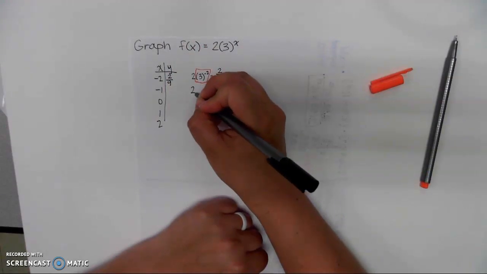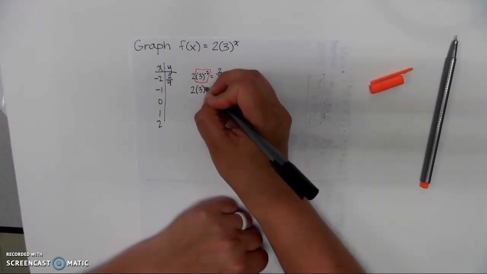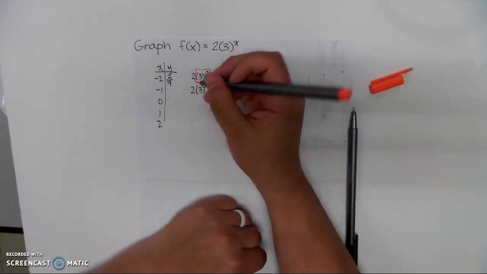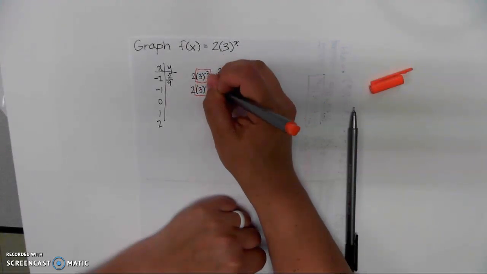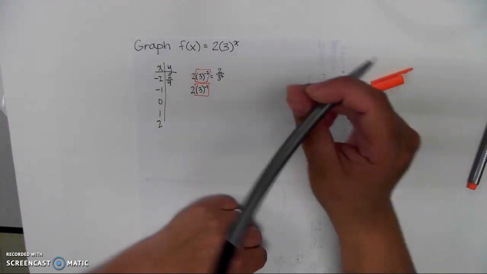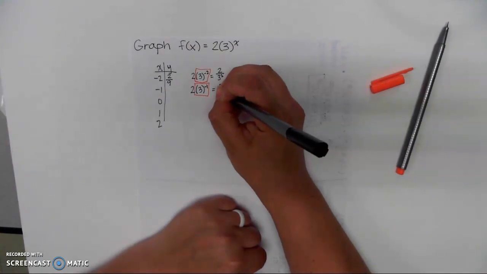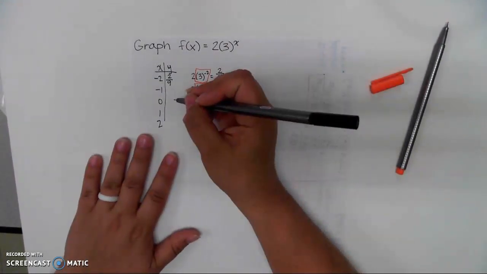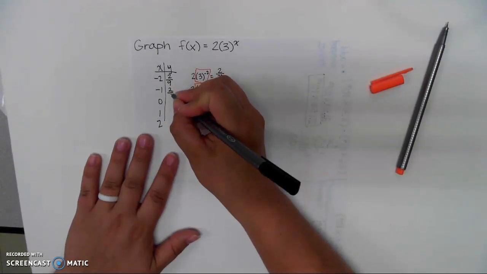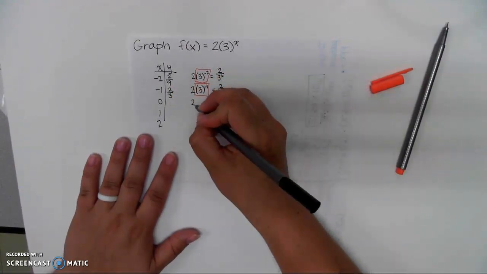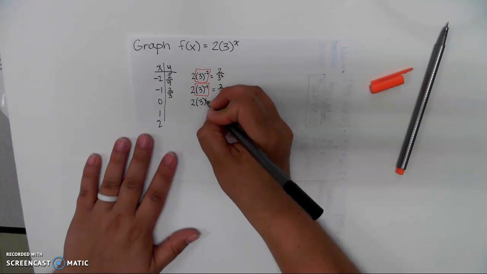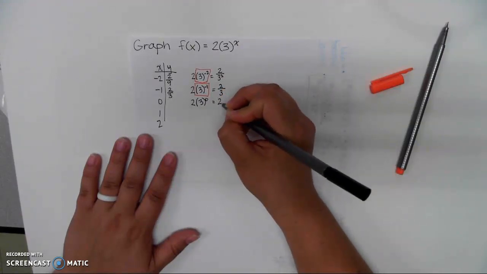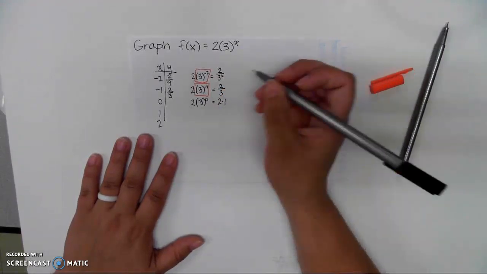Same thing here. I've got 2 and then 3 to the -1. But there's another negative exponent, so it needs to flip to the bottom. So I've got 2 over 3 to the first. Anything to the first power is just itself. So I have 2/3. Then I've got 2 times 3 to the 0. Anything to the 0 power is 1. So 2 times 1 is 2.